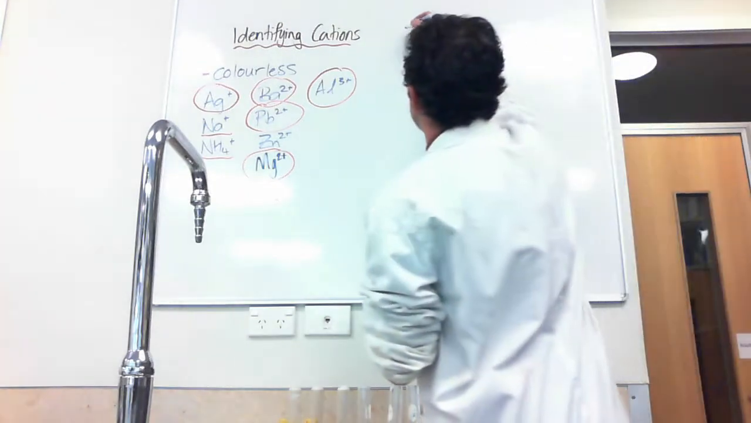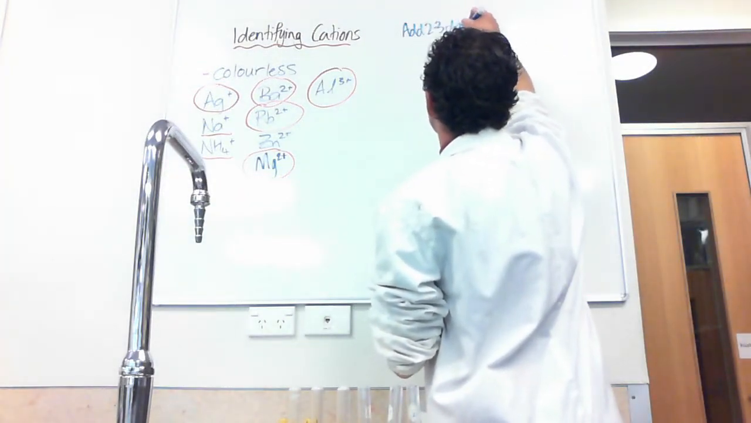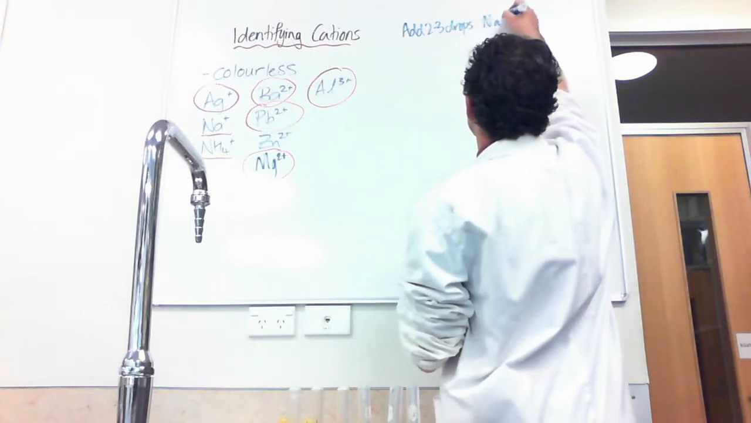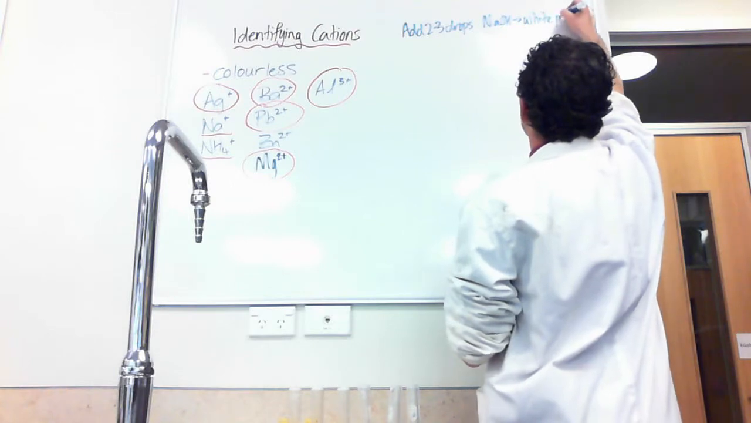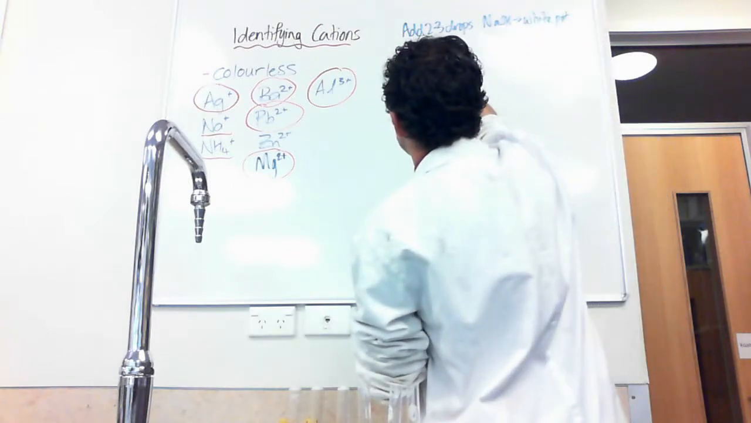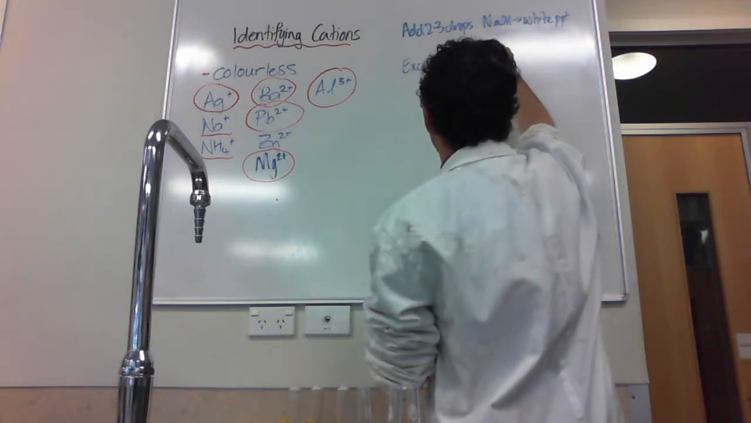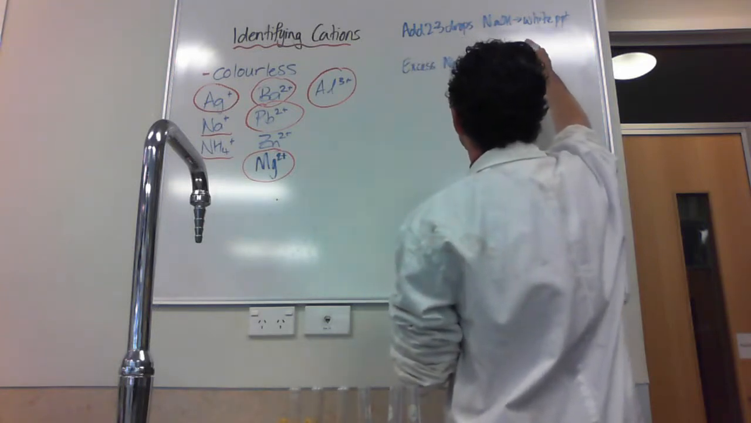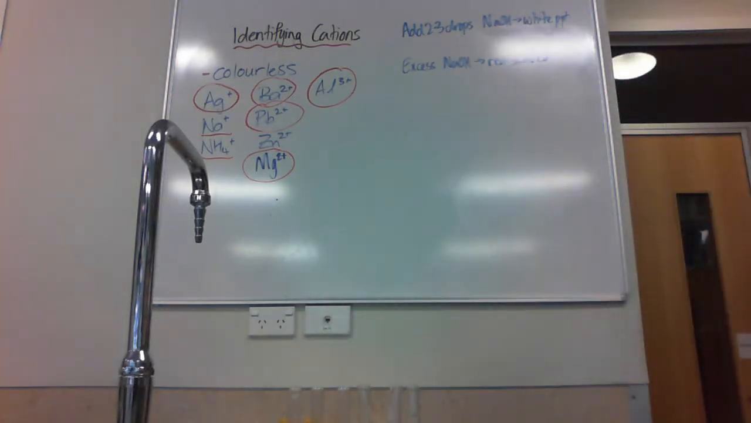So I've added 2 to 3 drops of sodium hydroxide, and I got a white precipitate. Then I added excess NaOH, and it redissolved. The reason I'm leaving space is that we're going to put equations in these.